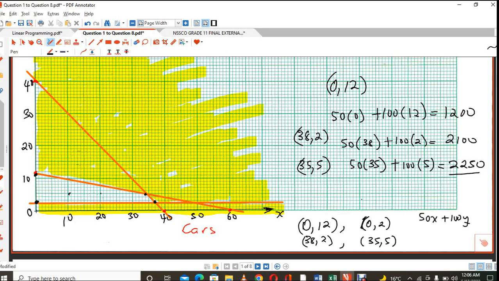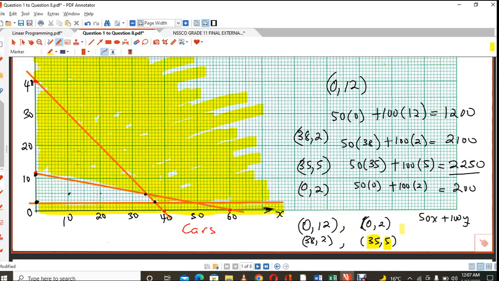And you can see, I'm not even going to bother with the point 0,2, but if you wanted me to do that, it's going to be 50 times 0 plus 100 times 2. Well, you can see that's just a mere 200. So I'm looking at 2,250, which means the point that I'm going to consider is when x is 35, there are 35 cars and 5 trucks.